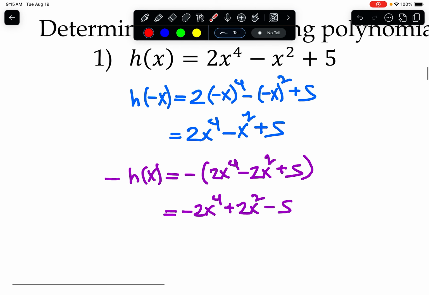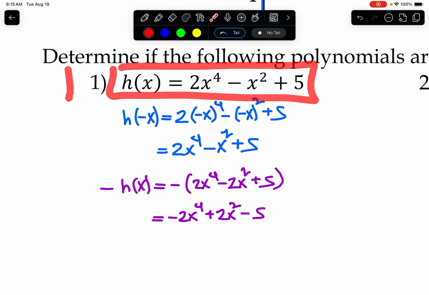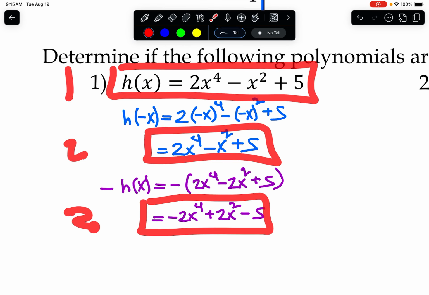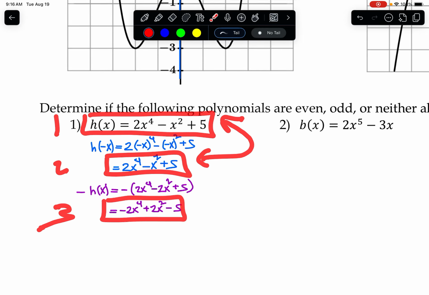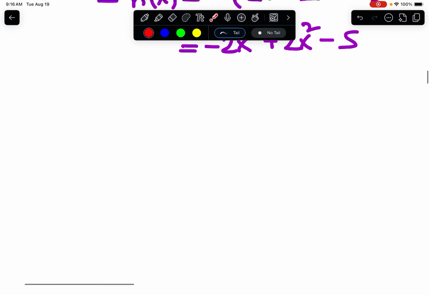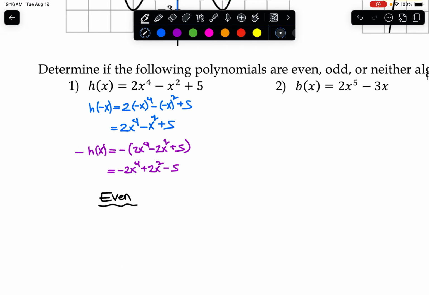Now what you're going to do here is we're looking to see, does option 1 and option 2 match, or does option 2 and option 3 match? So if I look at these equations, well, option 1 and option 2 are going to match. So if 1 and 2 match, what that tells me is that the function would be even. So based on this, I know this function would be even. So we would have symmetry about the y-axis.